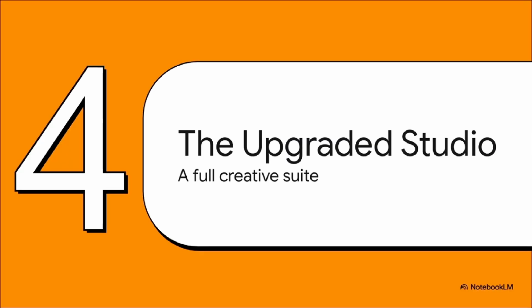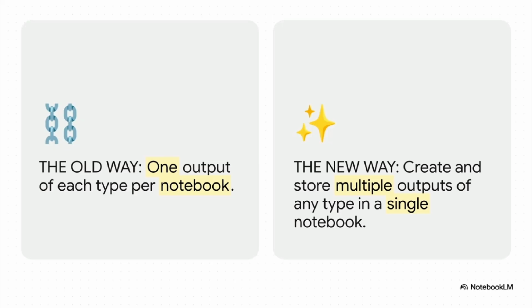Okay, so the second huge update is a complete redesign of the creation space, which is called the Studio panel. And it's really gone from feeling like this single workbench with a couple of tools to like a full-blown creative suite that's packed with potential. Remember that bottleneck we talked about, that one output per project rule? It's gone. Just gone. You can now create and save as many outputs as you want of any type all inside the same project. This is a massive change because it just completely unlocks new ways of thinking about and working with your own information.